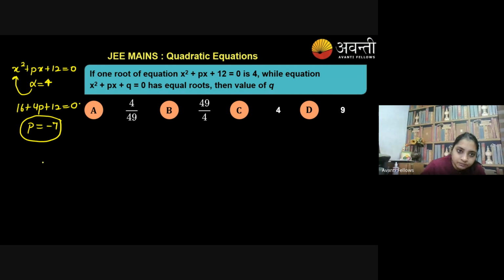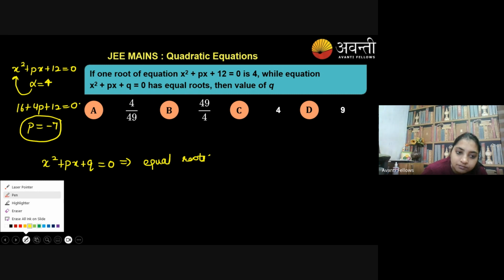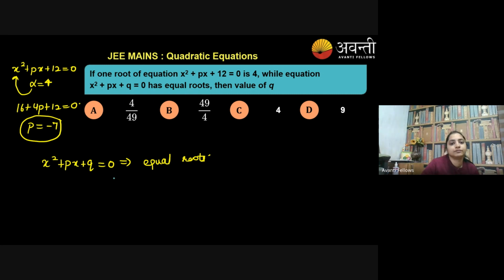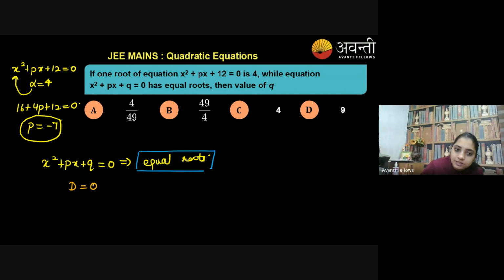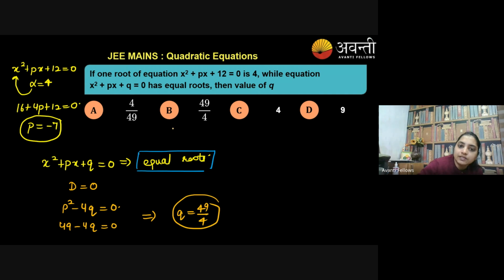Now the equation x square plus px plus q is equal to 0 and it is having equal roots. When it is written equal roots, what does it represent? Equal roots means D equals 0. So D must be 0. It means p square minus 4q must be equal to 0. The value of p is minus 7, so 49 minus 4q is equal to 0. So dear friends, q must be 49/4. Is the answer clear? Any doubt in this question?